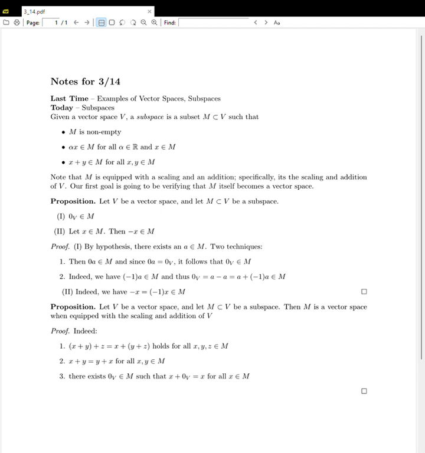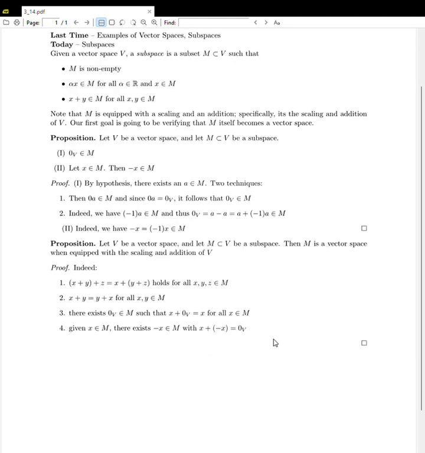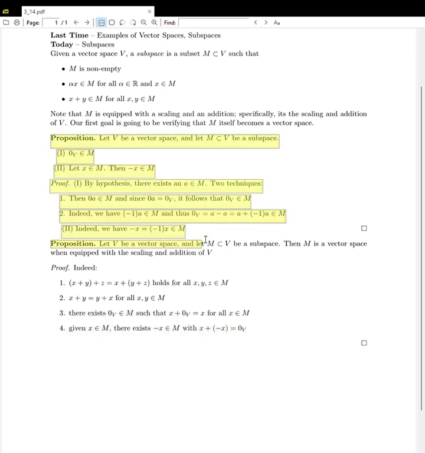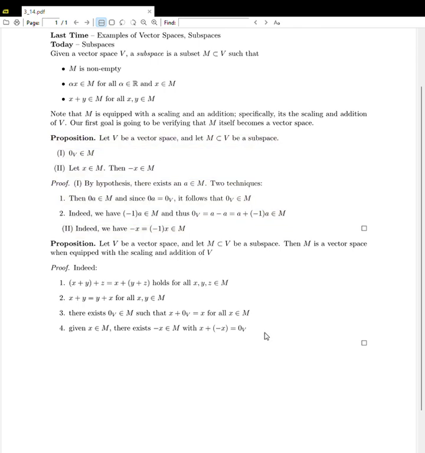And now that we have an additive identity, we can talk about additive inverses, and by the previous proposition, we proved that if x is in M, then negative x is in M, and thus we have additive inverses. So these were the only two of the additive axioms that required a little bit of work on our part. We had to actually individually prove that, but with it, we are good.